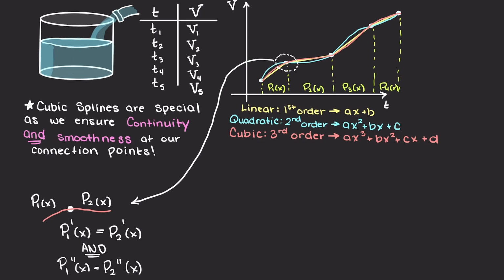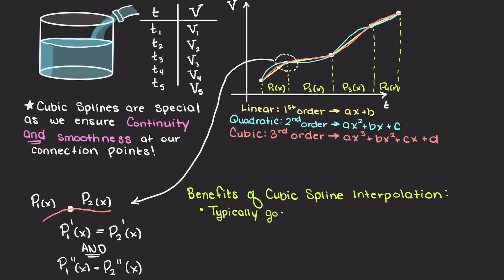Now, let's explore the benefits of using cubic spline interpolation. Firstly, it provides a more accurate representation of the data compared to simpler interpolation methods. The smoothness and continuity properties ensure that the interpolated curve captures the overall trend without excessive oscillations.